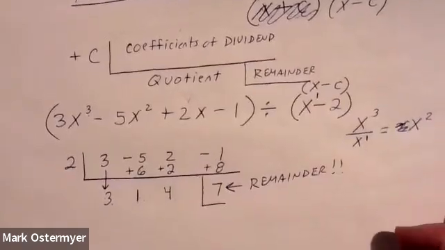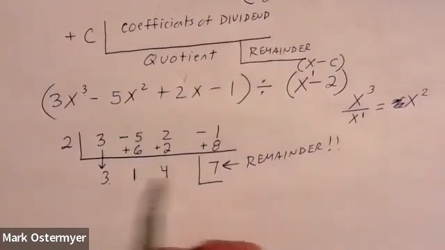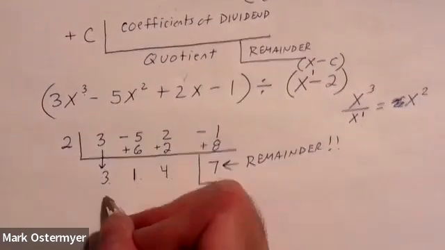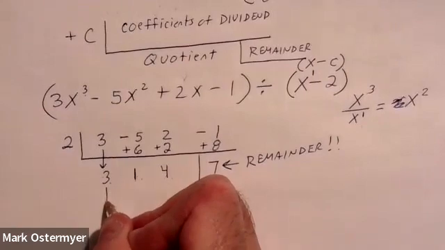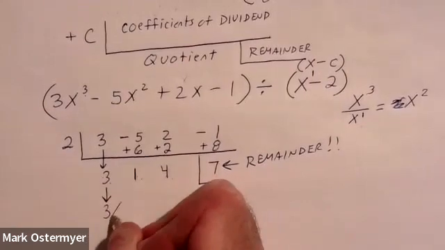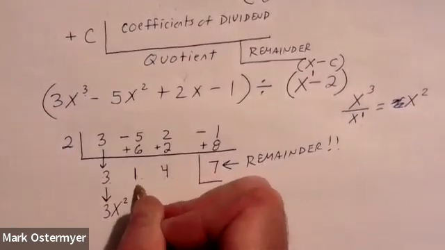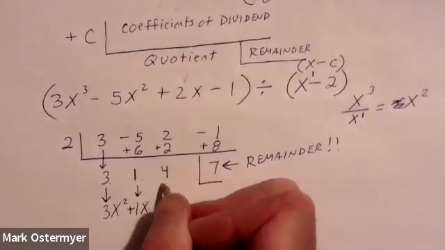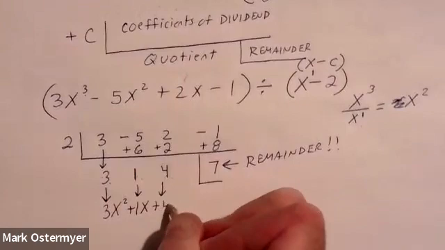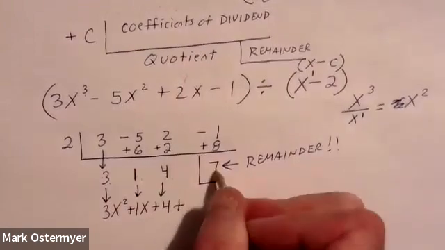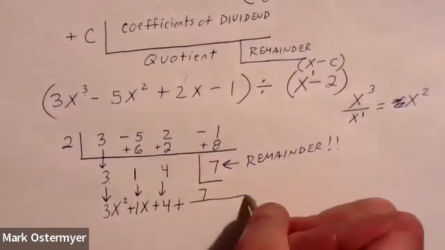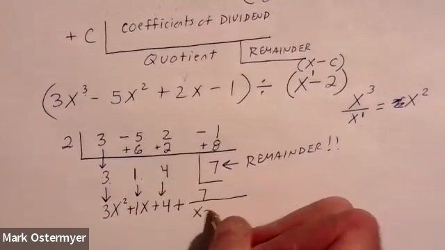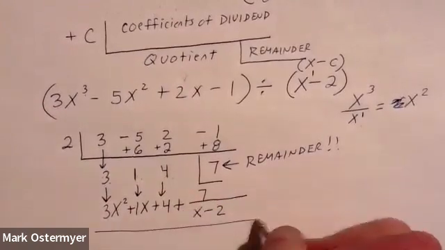So how are we going to get our quotient? Well, here's how. You're staring at your quotient in the bottom line here. Our quotient is going to be 3x squared plus 1x plus 4 plus my remainder 7 over my divisor, which is x minus 2, done.